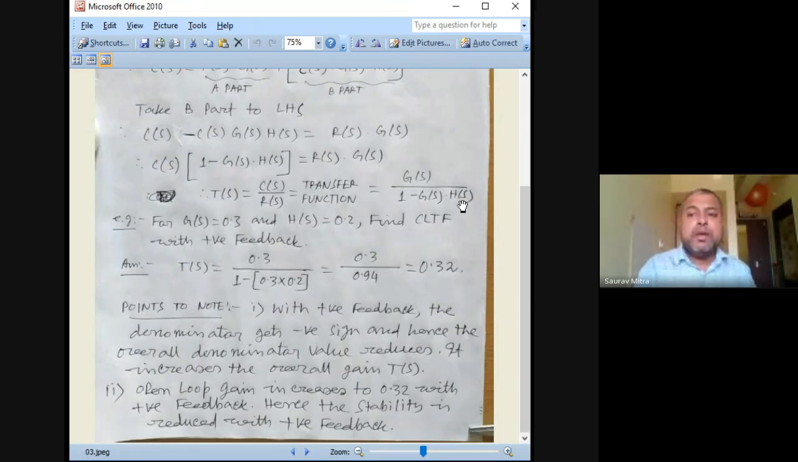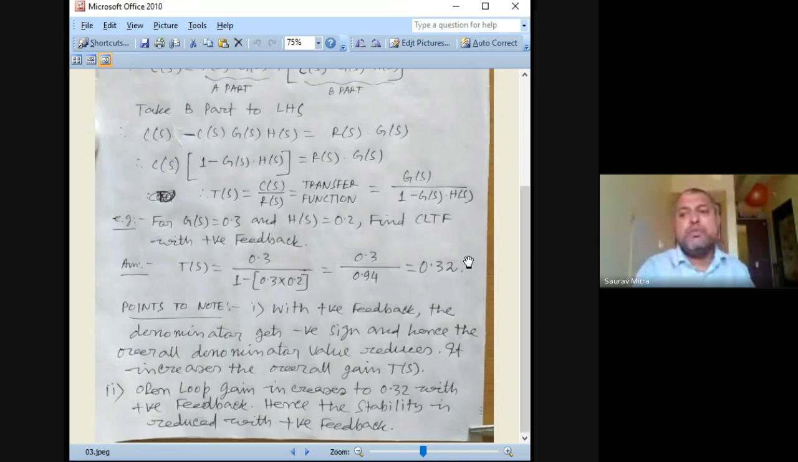So how to remember? Whichever type of feedback you are giving, the denominator sign is opposite to that. If I am giving negative feedback, it is 1 plus GSHS. If I am giving positive feedback, it is 1 minus GSHS. And 1 minus GSHS reduces the denominator value. If you are reducing the denominator value, the overall gain will increase. So overall gain increment means overall stability is reducing.